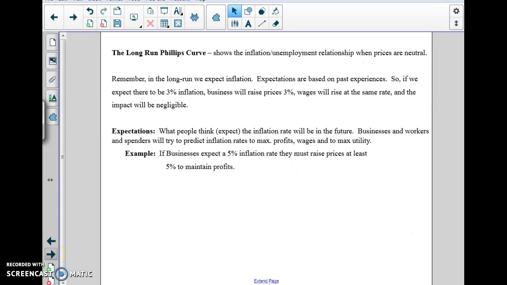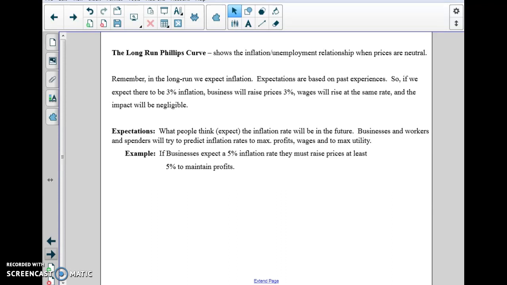Now, we know that in the long run, inflation really doesn't matter. Remember, we talked about how if in 10 years I told you prices were going to be up 50%, that probably wouldn't concern you because you expect there to be inflation over 10 years. You would expect your wages to go up at the same time. So in the short run, when there's a change in inflation, there's going to be a change in unemployment. But in the long run, a change of inflation really shouldn't impact the economy because it's expected.